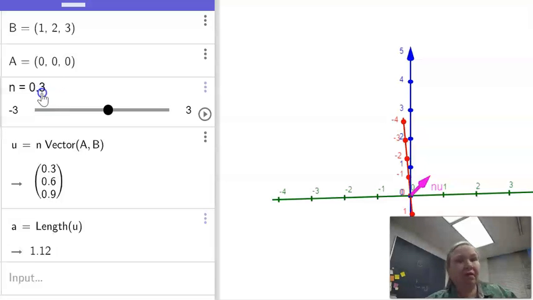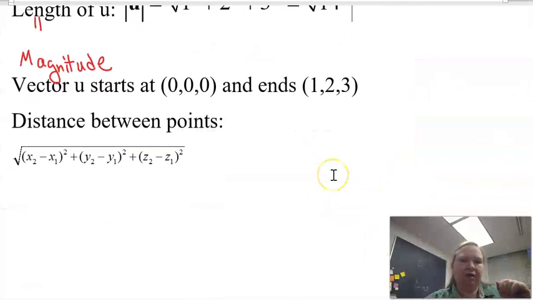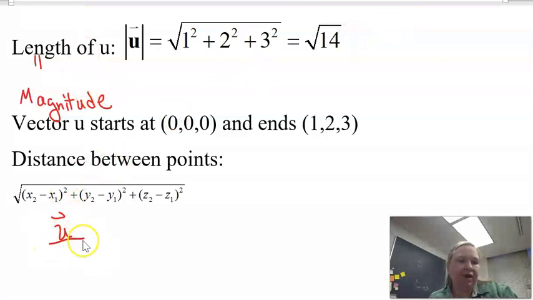Well, the thing I'm going to multiply it by is 1 over square root of 14. So back over to the numbers and the algebra here. I'm going to now take that vector u, and I'm going to divide it by its length.